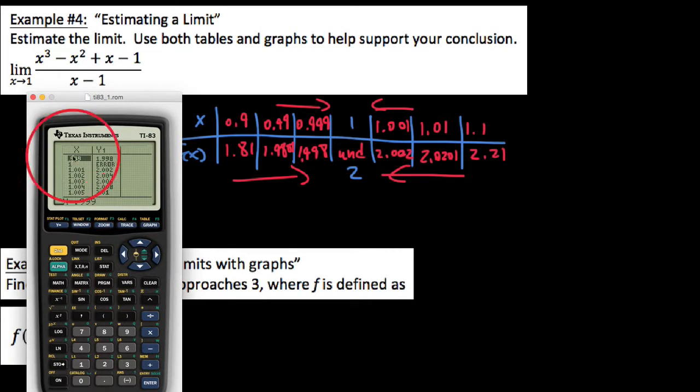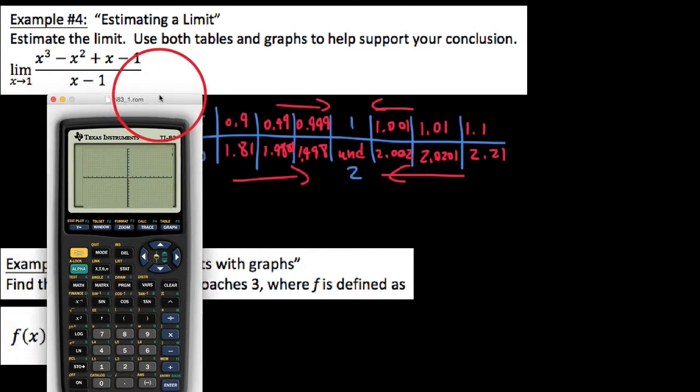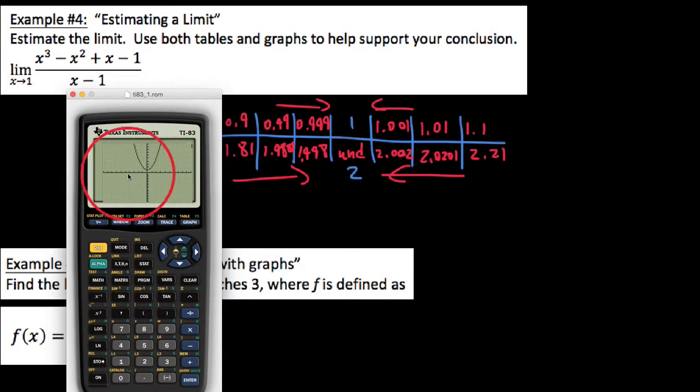Again, what we'd like to do is also support this graphically. If we hit graph, we get something that looks like a quadratic function, interestingly enough. But where x equals 1, if we hit trace and go to x equals 1, it says it doesn't even have a value there. As we go to the right of 1, our y values get closer and closer to 2 as x approaches 1 from the right. And as we go to the left of x equals 1 and come back to the right, they're getting really close to 2 also. Just to get a better view, let's go ahead and go to zoom.